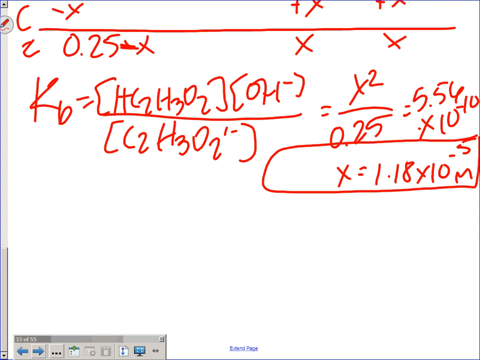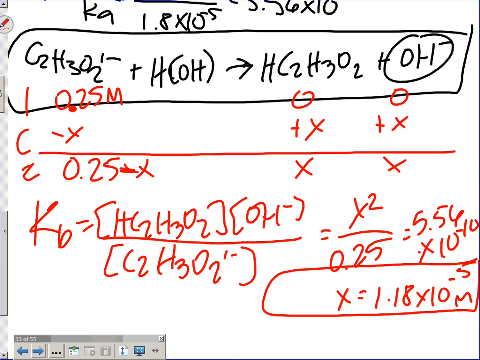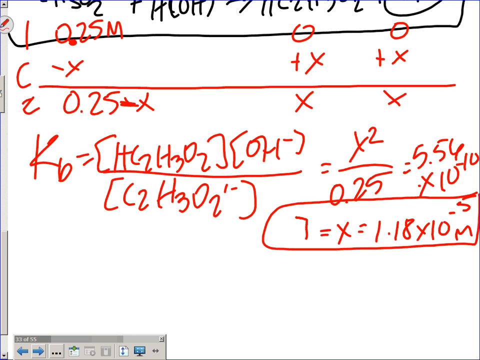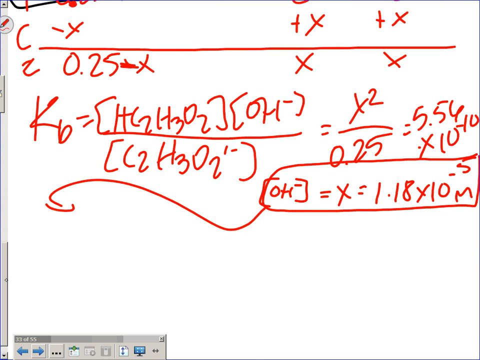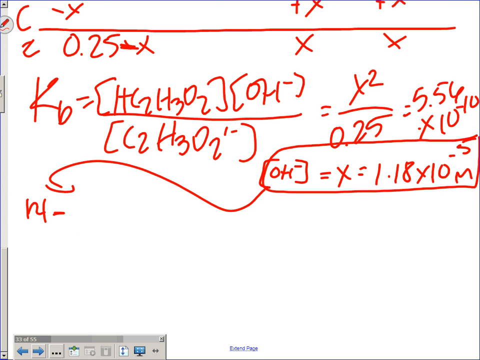Okay, what is X representing? Concentration of who? Hydroxide, right? Hydroxide that's being made. So that's nice for you to write down. And then how do you solve for pH from that? 14 minus the negative log of 1.18 times 10 to the negative 5th.